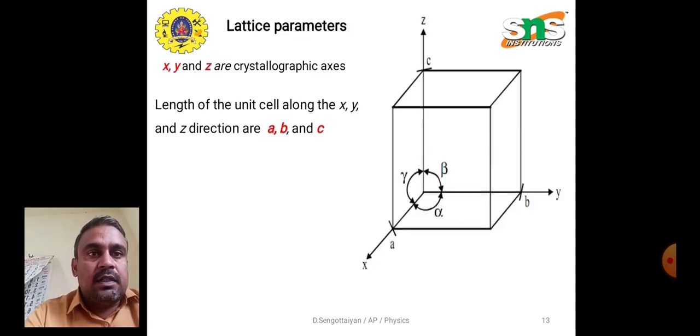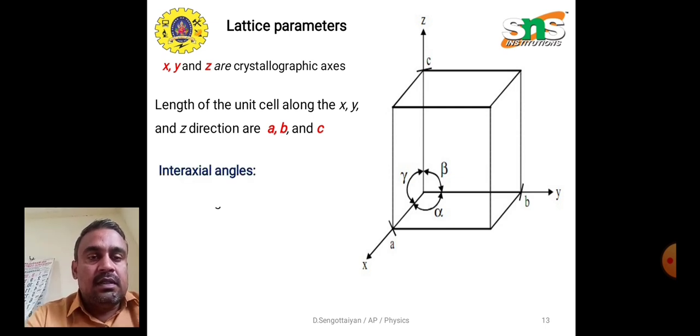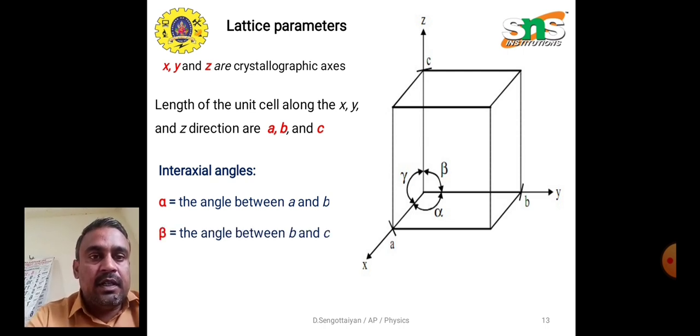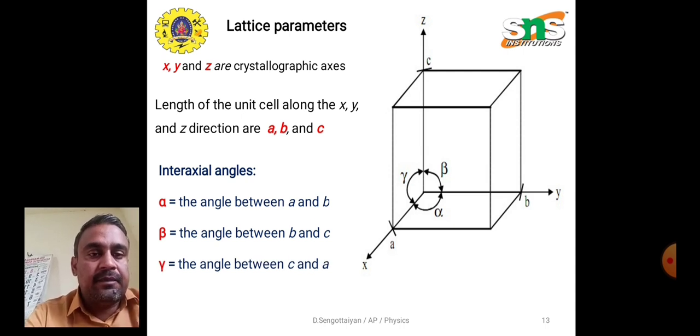Then the next important topic is lattice parameters. In the crystallographic axes x, y, z, the crystal length or axial length is denoted along the x, y, z directions as a, b, c. These are called interaxial lengths, and there are also interaxial angles. Alpha is the angle between b and c, beta the angle between c and a, gamma the angle between a and b.